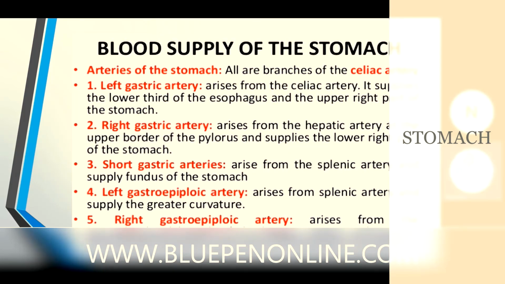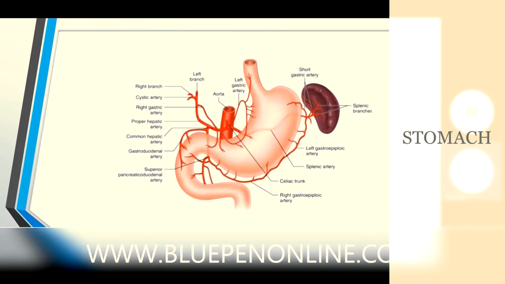So next is the blood supply. What is the blood supply of the stomach? Basically, all branches of the celiac artery, the gastric artery and the gastroepiploic artery. So these are the blood supply. From the picture you will get to know the gastric artery and other branches, left and right gastroepiploic.